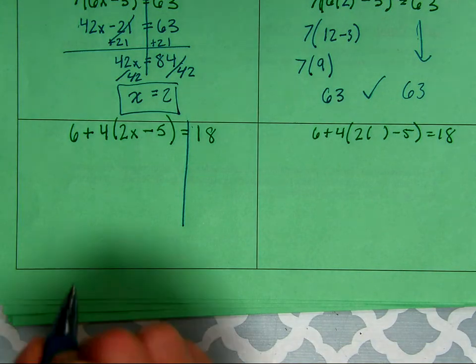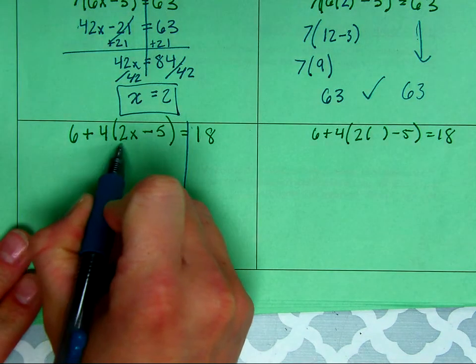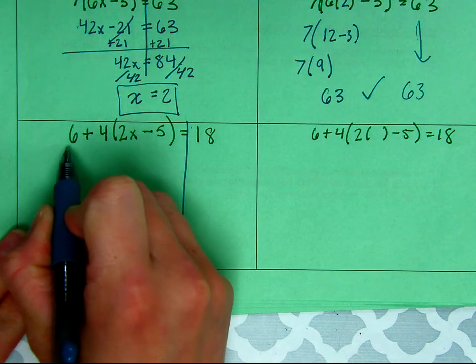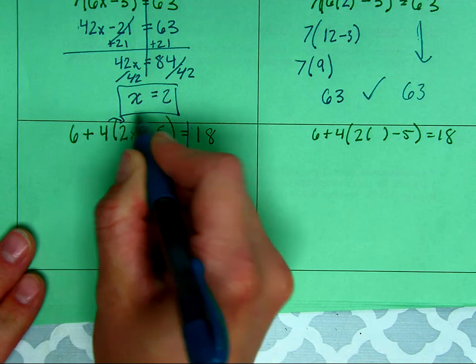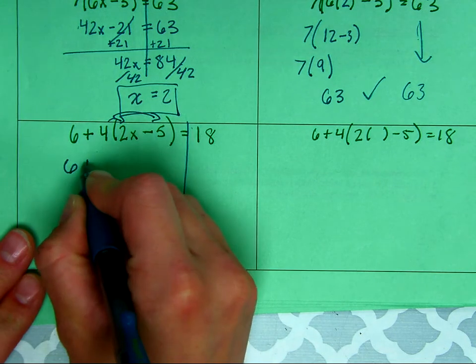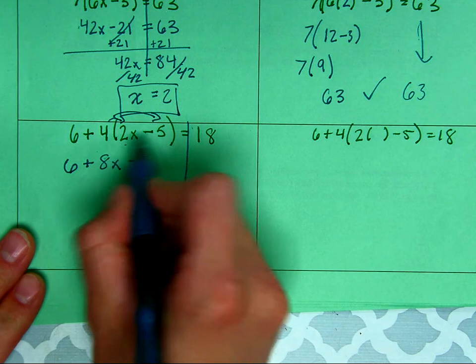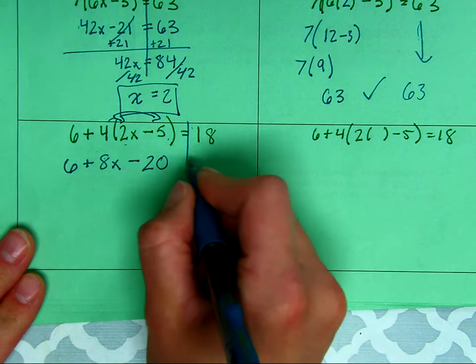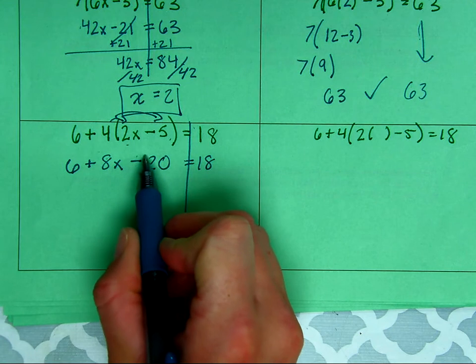So this next one was maybe a little bit tricky. So I have to distribute here before I can add. So if you added 6 plus 4 first, you actually did it wrong. So I would maybe pause and fix that before continuing. So the 6 just kind of hangs out and then we're going to distribute. So this becomes an 8x minus 20 equals 18. Okay, you could also have this as a plus a negative 20.